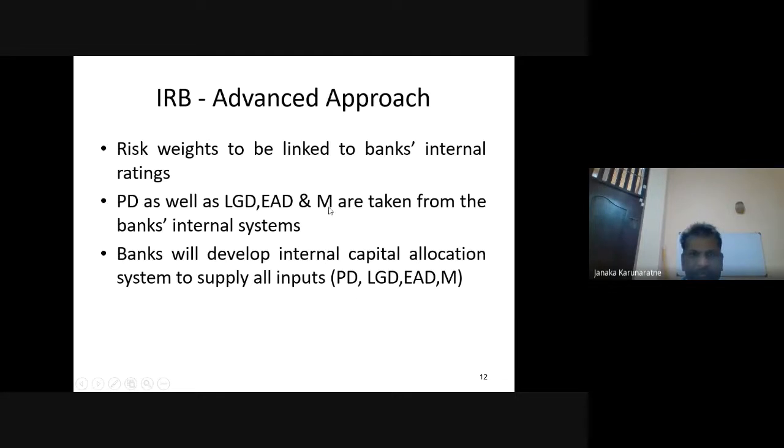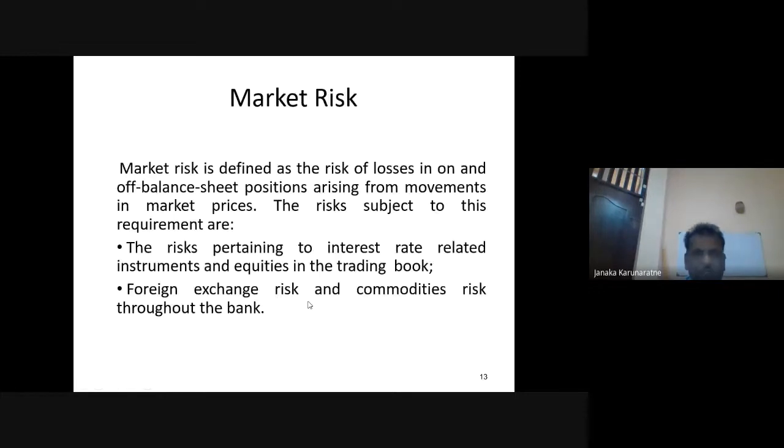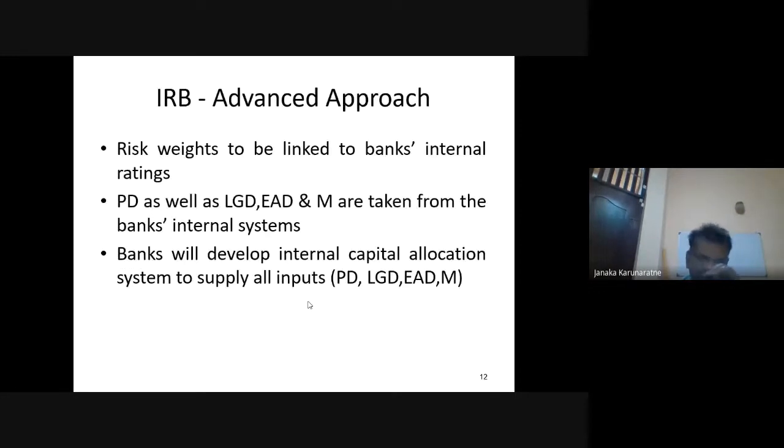But under the advanced approach, PD as well as LGD, EAD, and M are taken from the bank's internal system. So basically, regulators have allowed the freedom for the banks to decide on all these three parameters, which they use in the model. Again, you have to get the approval of the regulators if you want to compute credit risk based on a much more advanced IRB approach. So the bank will develop an internal capital allocation system to supply all inputs. So those are, in very brief, the approaches.